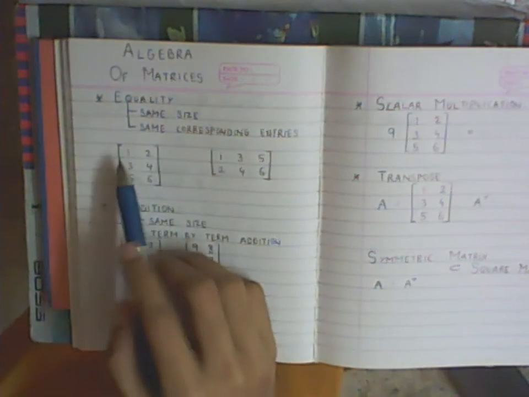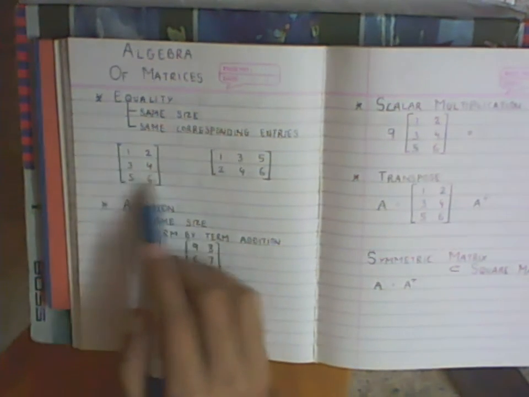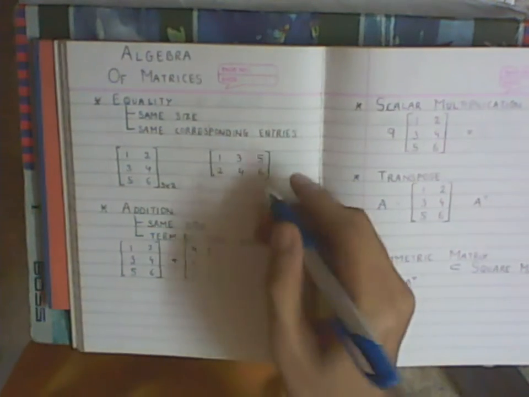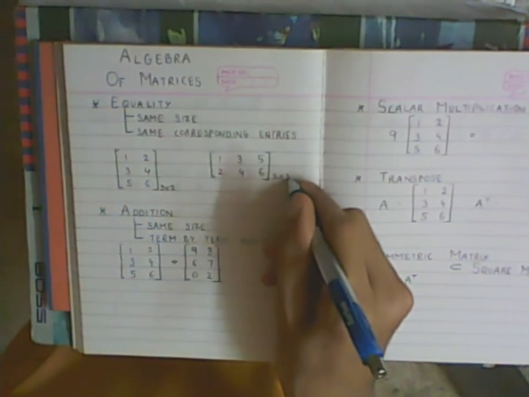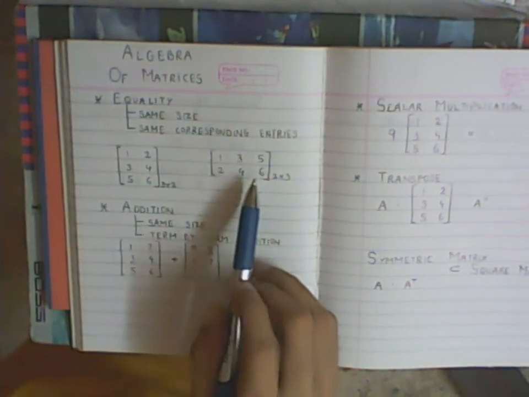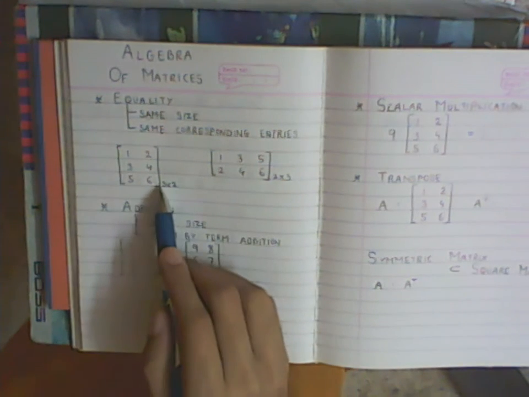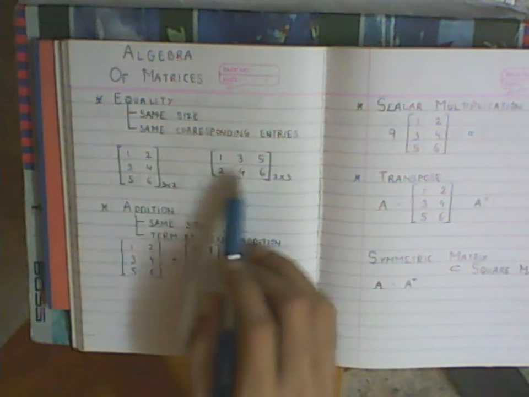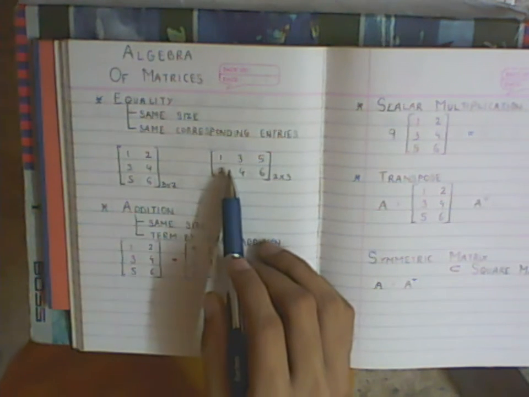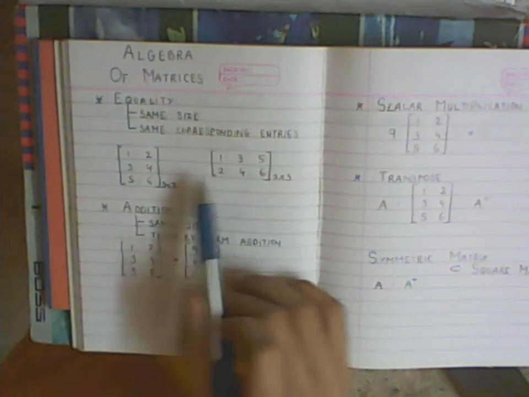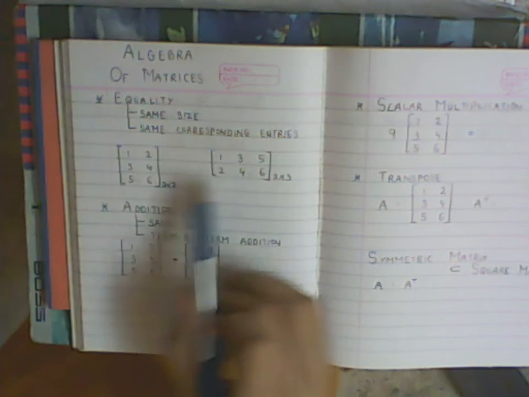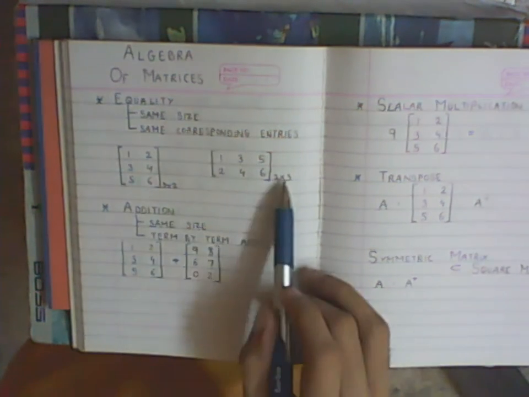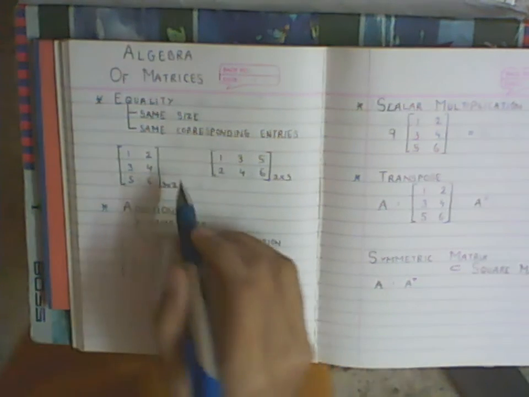So when I have these two matrices, let's say this is a 3 row 2 column matrix, so I can say it's a 3 by 2 matrix, and this is a 2 by 3 matrix, 2 rows 3 columns. So you can see straight away that the size is not the same. The dimensions don't match, so I can say that these two matrices are not equal. Although their entries look very equal, 1 2, 3 4, 5 6, since their dimensions are not the same, these two matrices are not equal.